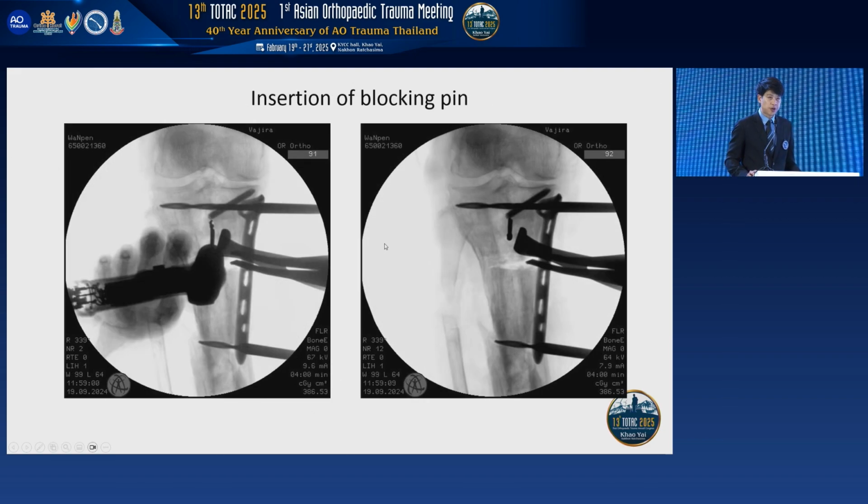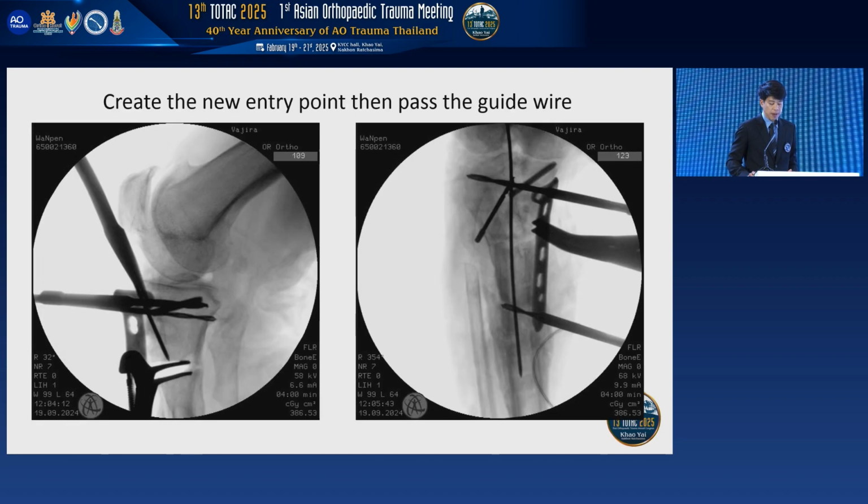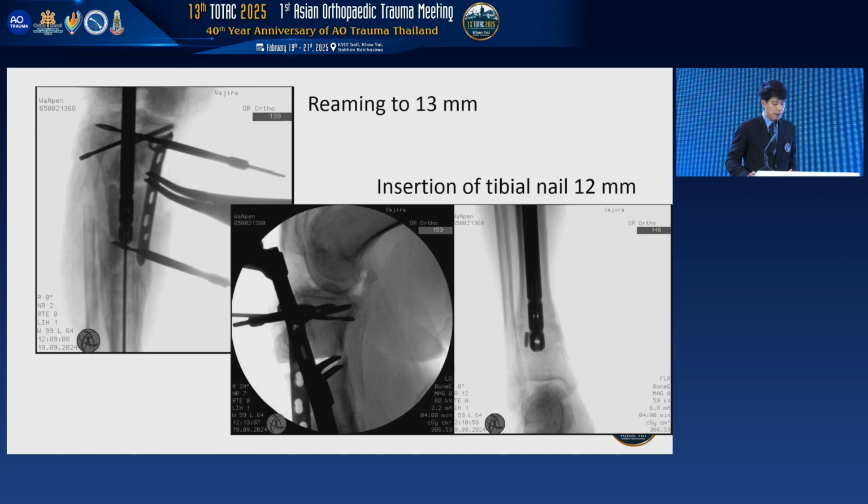And then I want to insert the nail, but this time I go with an infrapatellar nail because I have to remove the nail from the infrapatellar. The first surgeon did it suprapatellar. So I put the blocking screw because the nail will have to be in a different pathway, and insert the nail, create the new entry point, and pass the guide wire.